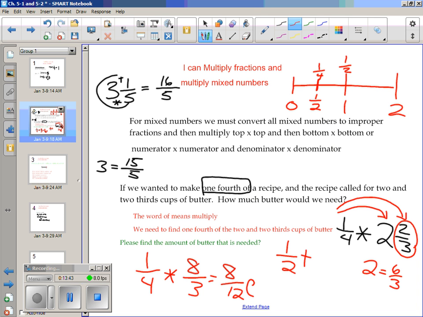So let's just do top times top, bottom times bottom, right? 1 times 2 is 2. 4 times 3 is 12. So 2/12. Let's not confuse anybody. I'm going to simplify 2/12, you know what, I'm going to keep 2/12.